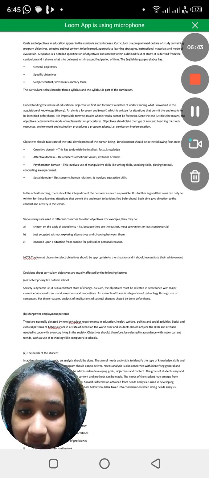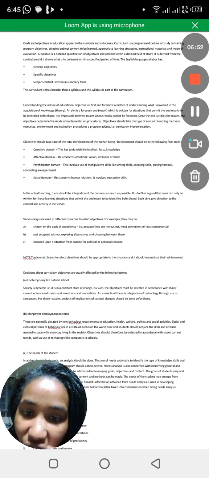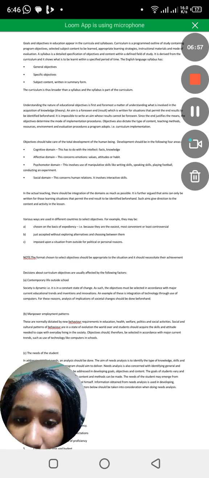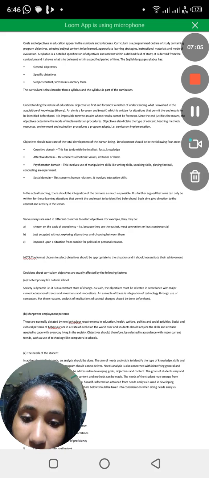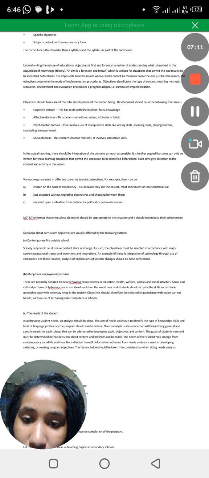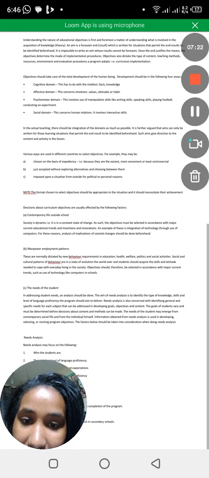Let us now see the factors. Decisions about curriculum objectives are affected by the following factors. Contemporary life outside: our society is dynamic. It is in a constant state of change. As such, the objectives must be selected in accordance with major current education trends, inventions, and innovation. An example of this is the integration of technology through use of computers. For these reasons, analysis of implications of societal changes should be done beforehand.